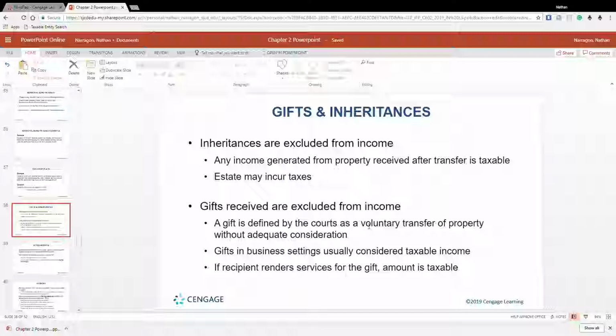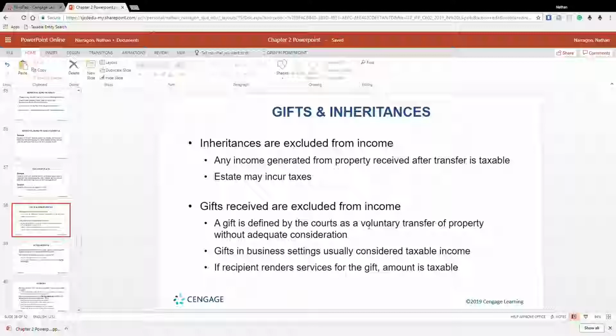And it's also gifts in business settings. Now, those can be considered taxable income, so we will watch out for those. They usually are considered. That's a tricky subject. So mostly a voluntary transfer that's not in business settings is going to be excluded.